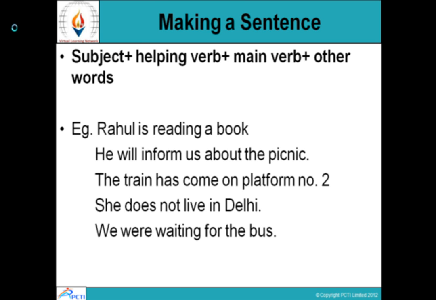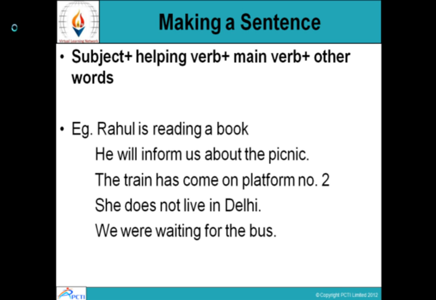Let us now see how to indicate actions in a sentence. To do that, we would require a subject, as we know, a helping verb, and a main verb, which would indicate what action takes place. Because here, helping verb would only indicate the state or the time of an action. But what action happens, for that we have to use an action word, which are called verbs and main verbs, and other words. Let's take an example.